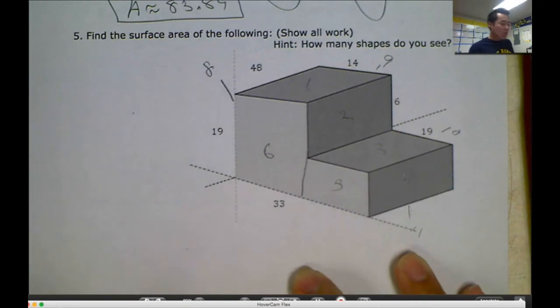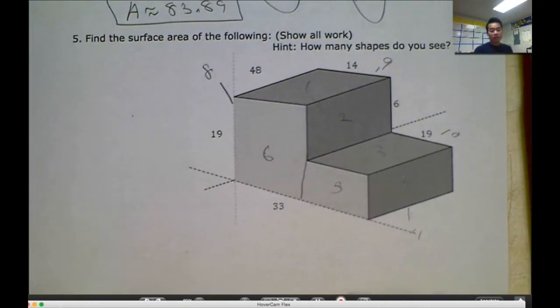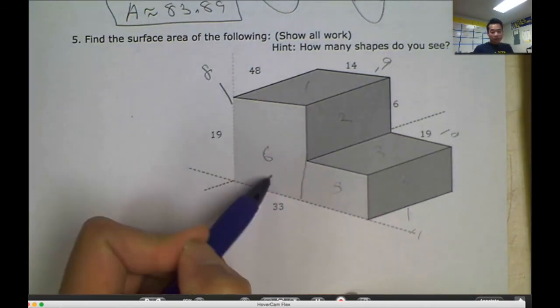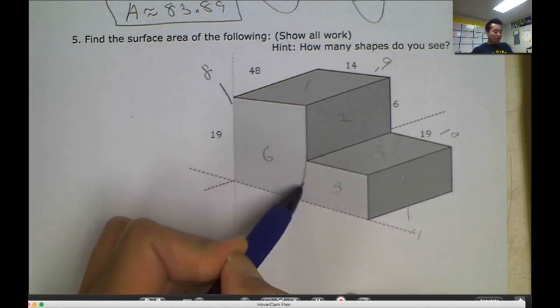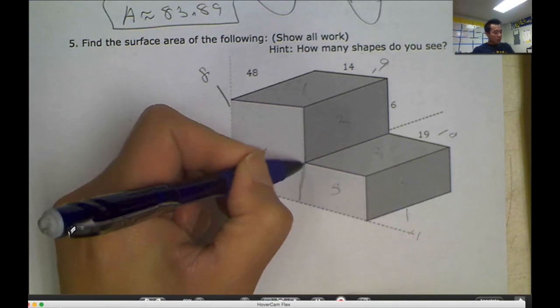So I need to find 11 total surfaces to add them together. Yes, you can technically say that 5 and 6 are just one surface, but because of the odd composite shape, I'm going to split it into 2 manageable rectangles.